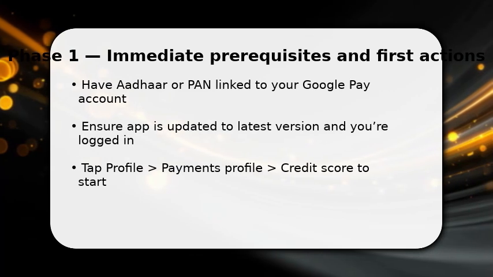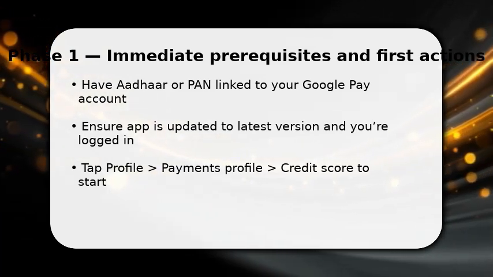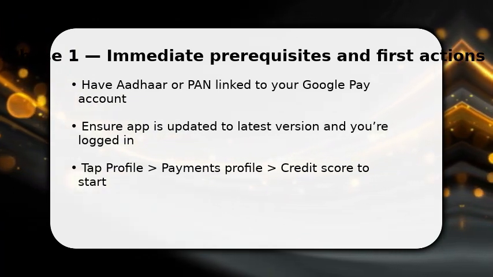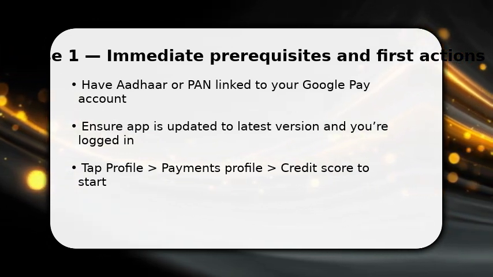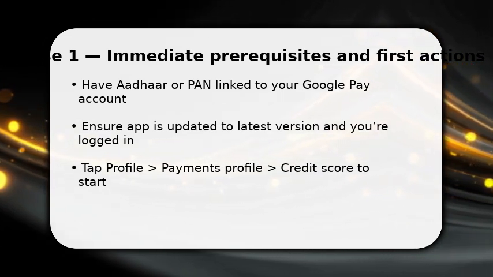You start by confirming prerequisites. Your PAN or Aadhaar must be linked and Google Pay updated, otherwise the score option won't appear. Once done, open Google Pay and tap your profile photo at top right. Then tap Payments Profile, scroll to Credit Score or Cibil Score tile, and select it.